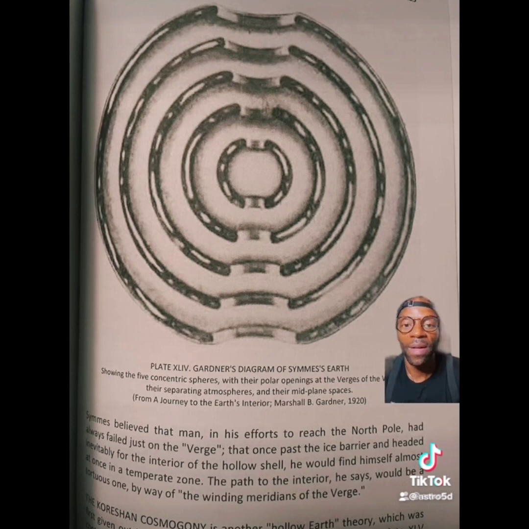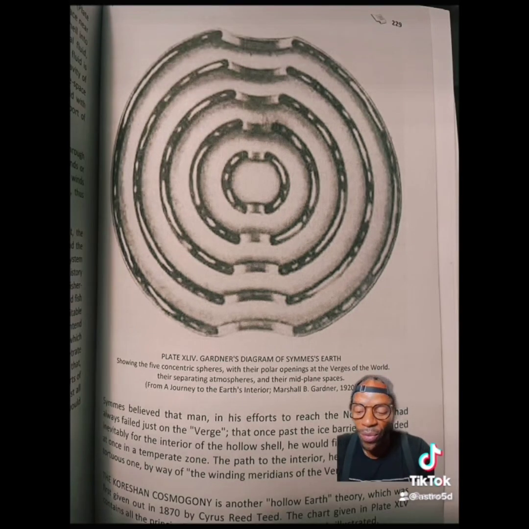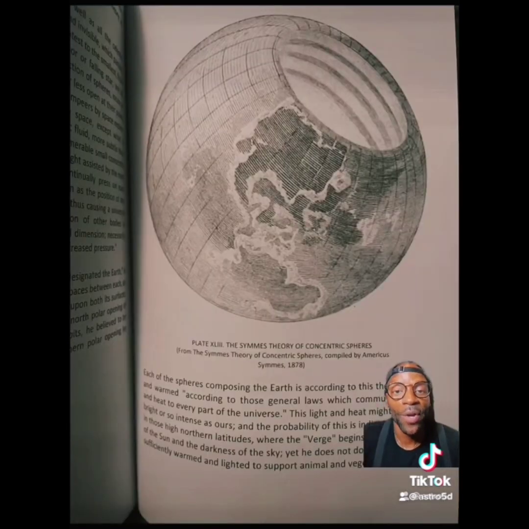showing the 5 concentric spheres with their polar openings. And polar openings refers to the magnetic North Pole being open at the polar, the Arctic region. Here's another one from Syme's Earth showing the hollow Earth. And in this one, of course, they show the Earth as a globe, but nonetheless, it's still showing it hollow.